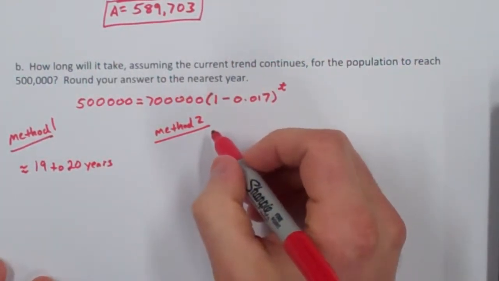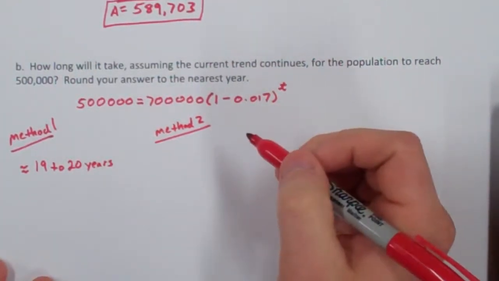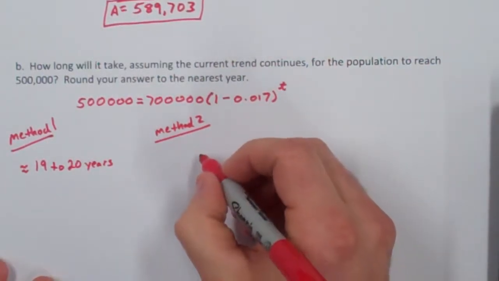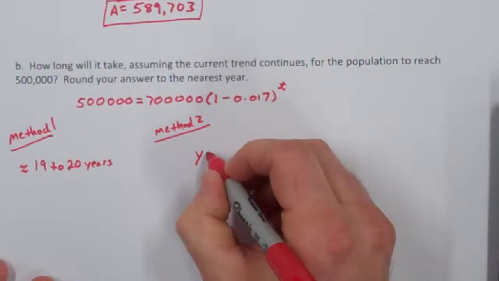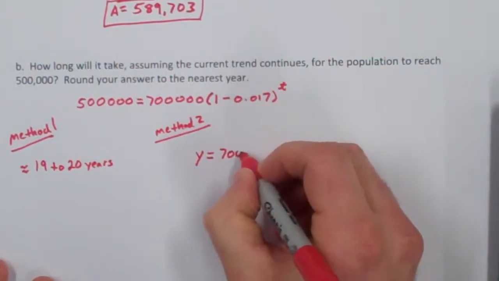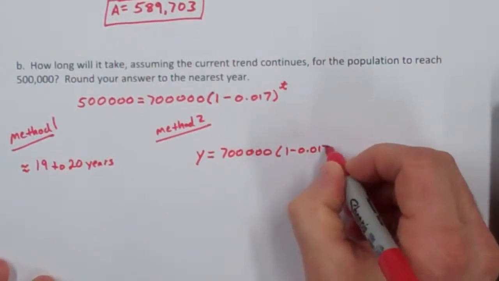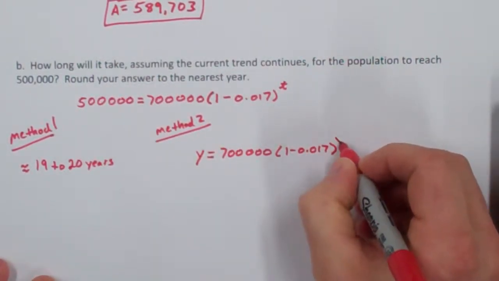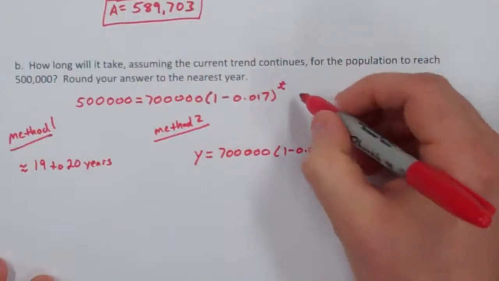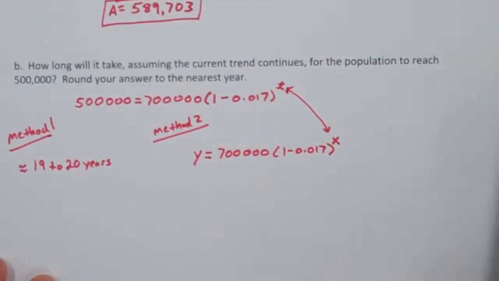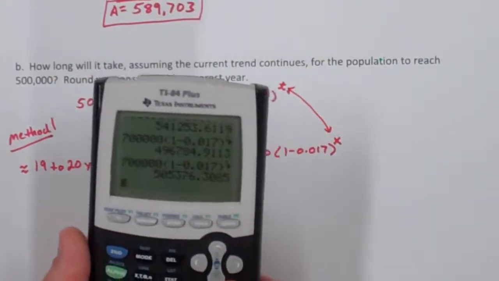So in method 2, we can graph this thing, and we can see where the value of y hits 500,000. So here's what we're going to graph. We're going to graph y is equal to 700,000 times 1 minus 0.017. And then this will be x up here. So x is going to be the same as time. We just have to use the variables that are in our calculator.